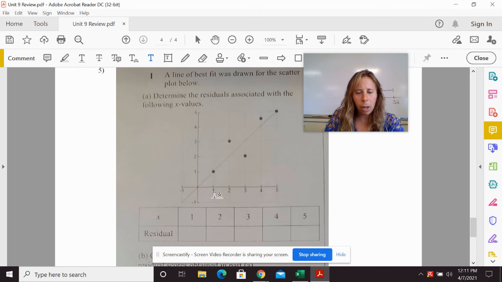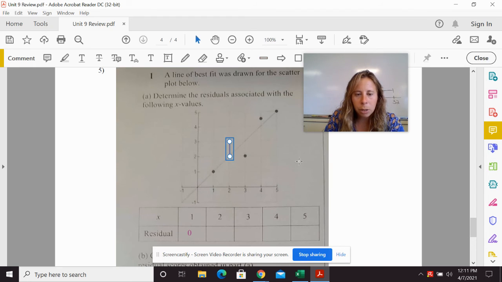So in x equals 1, that point is on the line. So it's not anywhere away from the line. It is exactly on the line. So your residual is 0. For the second point, my line hits at y equals 2. Here, let me draw in my little line. So the line crosses at 2. My point is at 3.